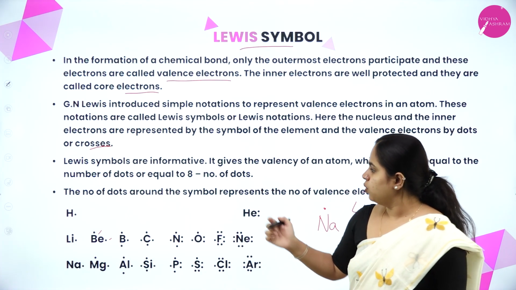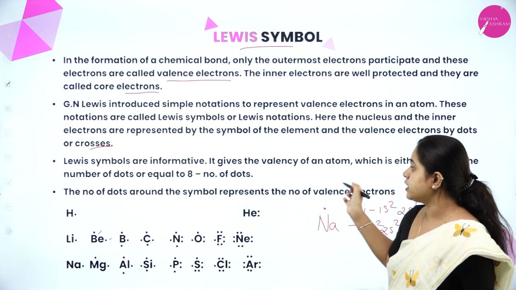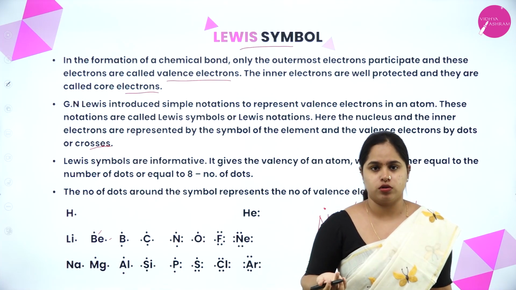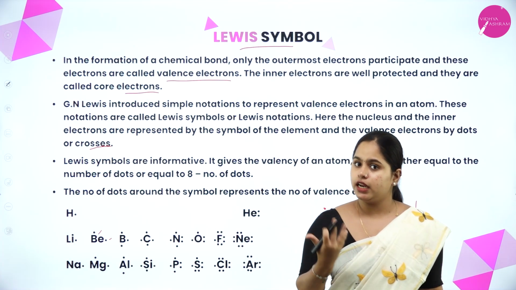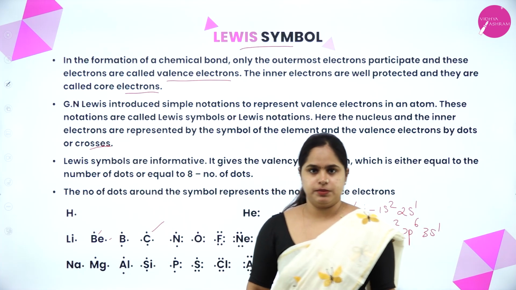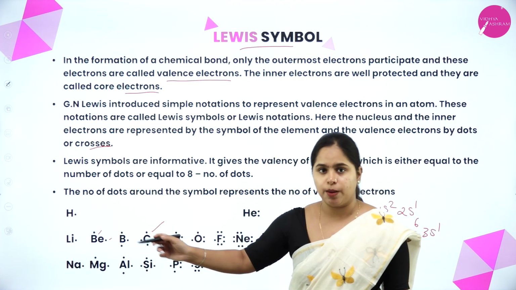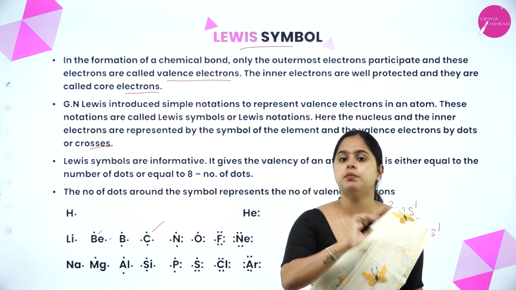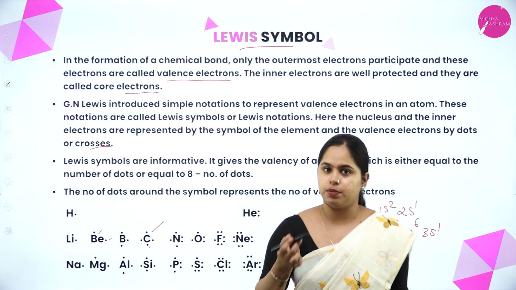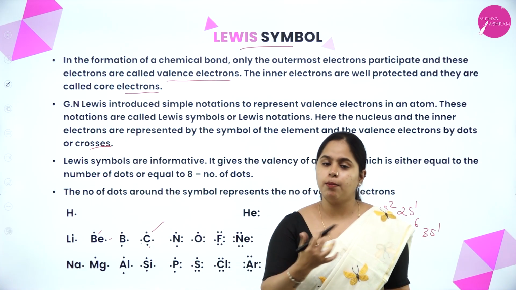Now, one more point is there. Lewis symbols are informative. They give the valency of an atom, which is either equal to the number of dots or 8 minus the number of dots. We have studied valency in the last chapter as well. If I am considering carbon, what is the valency of carbon? We know that the valency of carbon is 4. So 1, 2, 3, 4. It is equal to the number of dots.